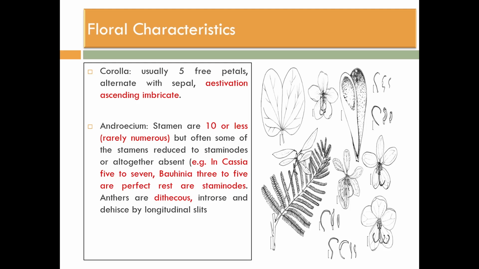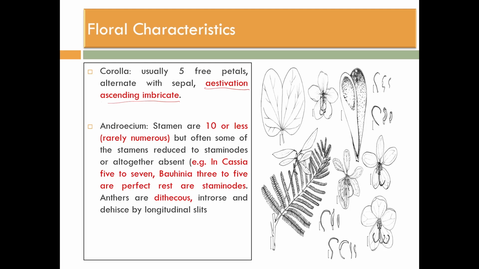The corolla is also 5 in number, with free petals alternate with the sepals and generally ascending imbricate in aestivation. Then in the androecium, the stamens are 10 or fewer, rarely numerous, but often some of the stamens are reduced to staminodes or altogether absent. As in Cassia, 5 to 7 are perfect, and in Bauhinia, 3 to 5 are perfect and the rest are staminodes. The anthers are dithecous, versatile, and dehisce by longitudinal slits.